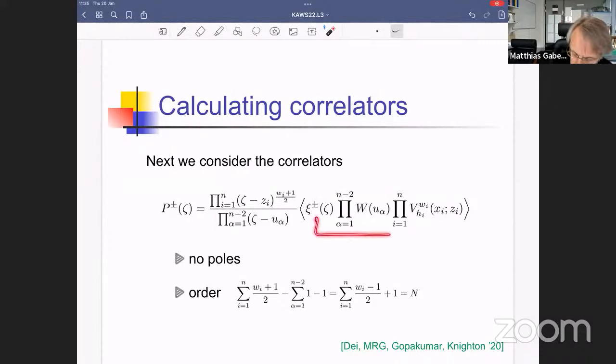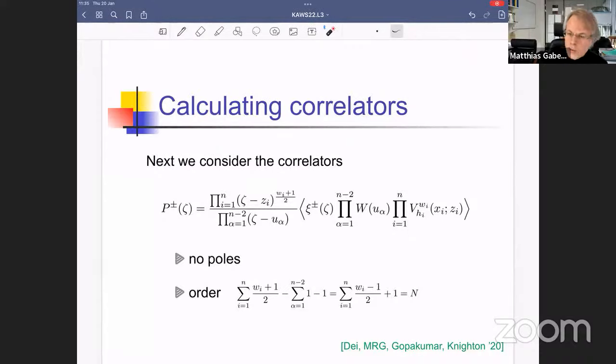And when xi goes to any of these, it used to have poles of order wi plus one over two, and we simply by hand remove them by multiplying with this prefactor. So this function doesn't have any poles as a function of zeta, because we've designed the prefactors in such a way that the poles get removed. Therefore, if you think of it as a function of zeta, it must be a polynomial.